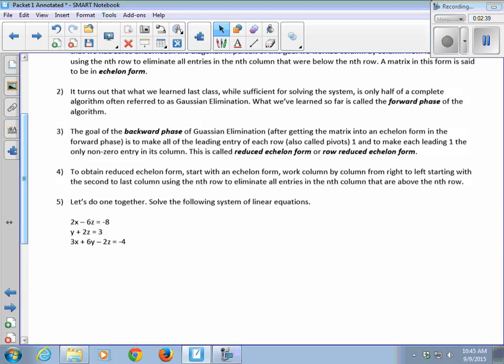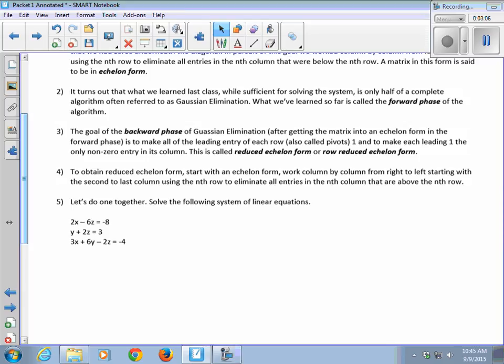After we get the matrix into an echelon form in the forward phase, then we're going to make all of the leading entries 1. They're called the leading entries, also called pivots. We'll make them all 1. And then we're going to make each leading one the only non-zero entry in its column. So instead of having just zeros below, we're also going to have zeros above.